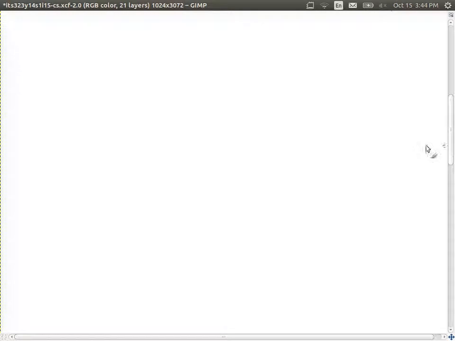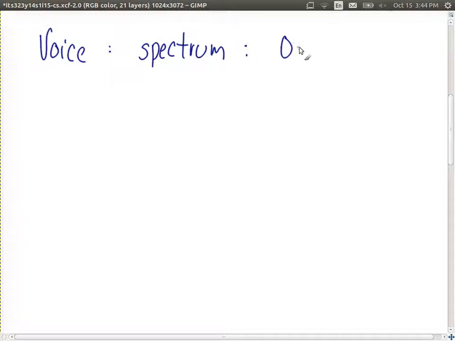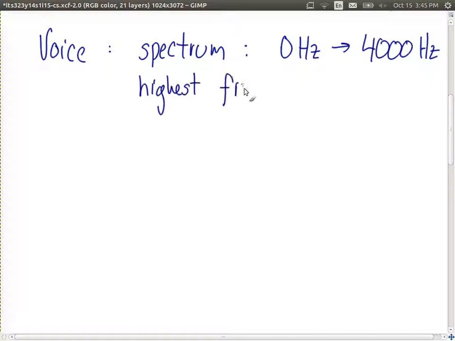let's say that's the case, what's the data rate required for voice then? We're saying with voice, the spectrum is about 0 hertz, more than 0 hertz, up to 4,000 hertz. So the highest frequency component, the highest frequency in voice is 4,000 hertz.